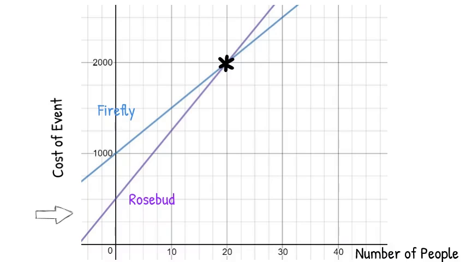This is the point of intersection. It's when the two lines cross. This is when their cost will be the same. Using this graph, we will see that it will happen when 20 people attend, and that total cost will be $2,000. Now, this graph gives us more information than when we did just the equivalency of equations.